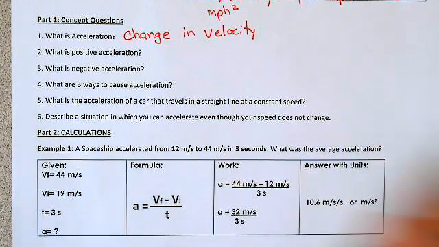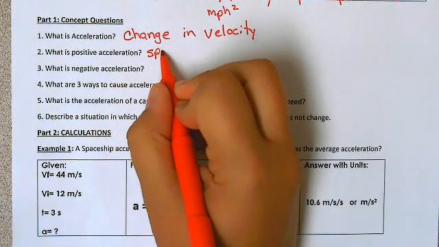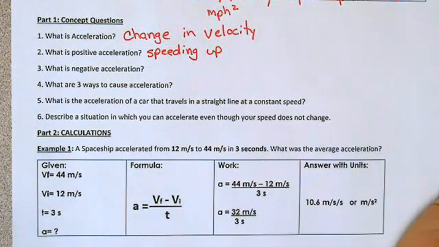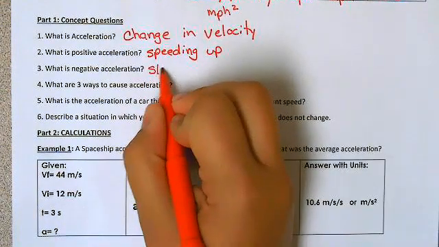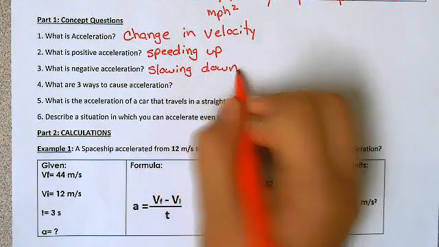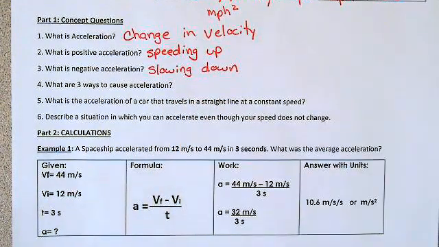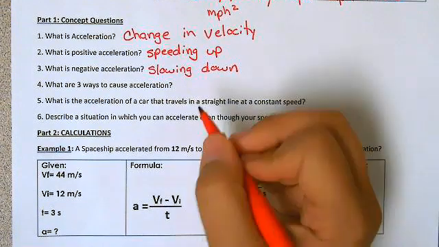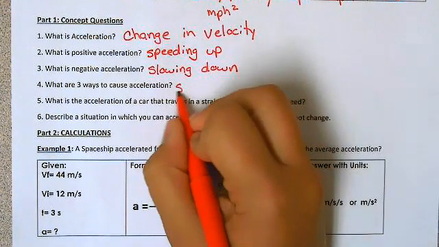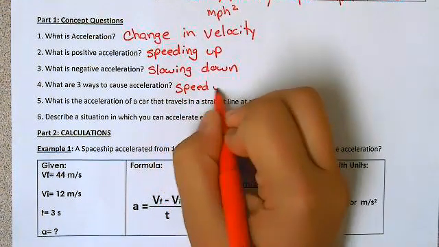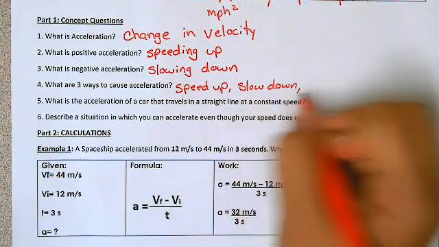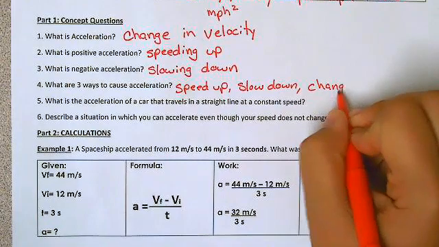Okay, positive acceleration is speeding up and negative acceleration is slowing down. The three different ways that we can cause acceleration are to speed up, slow down, or change direction. So speed up, slow down, or change direction.